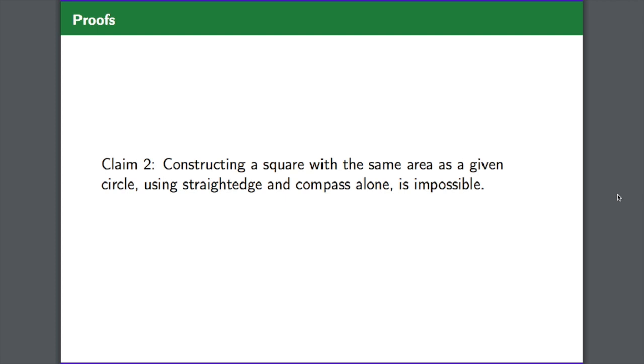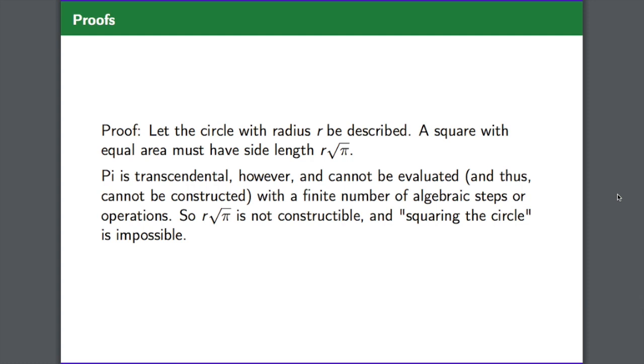Next, we're going to show that constructing a square with the same area as a circle is impossible. So we're going to assume that we have a circle with radius r. That means that the circle has an area of pi r squared, and so a square with the same area would have area pi r squared, and this leads us to the fact that the square has to have the side length r square root of pi.